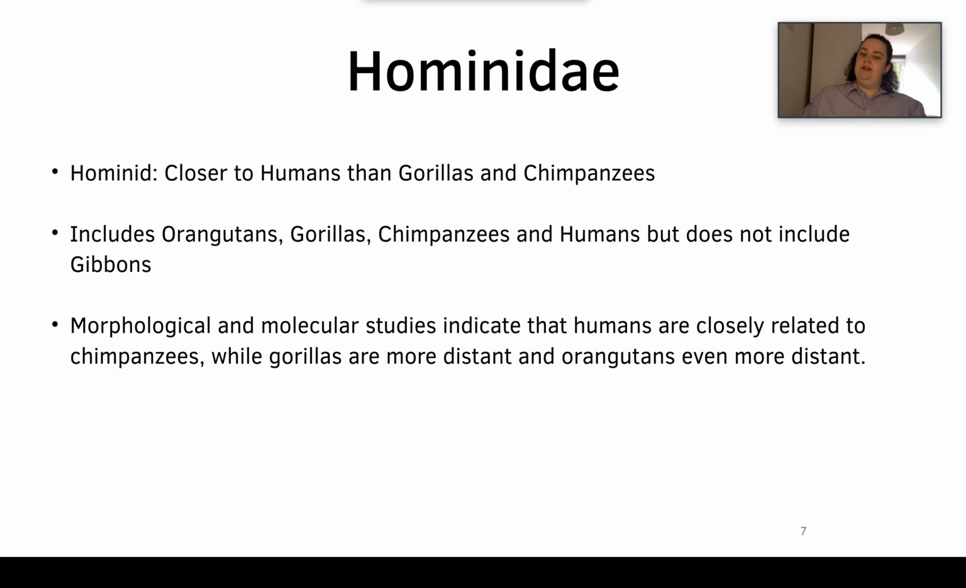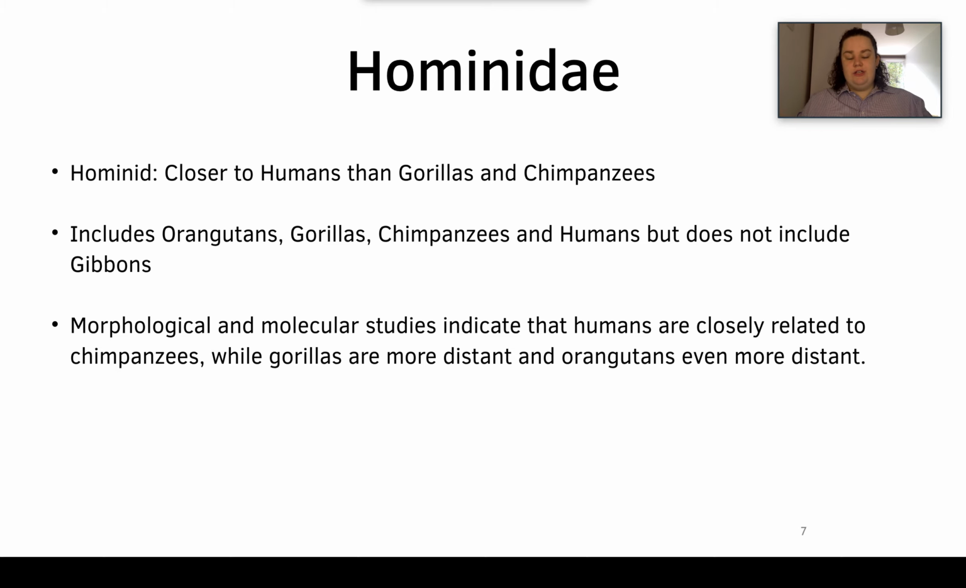And so we move on to the Hominidae. That's really hard to say because they're all very similar words. The hominid is closer to humans than to gorillas and chimpanzees. And this kind of clade includes orangutans, gorillas, chimpanzees and humans, but does not include gibbons.